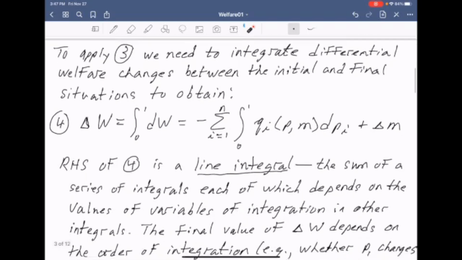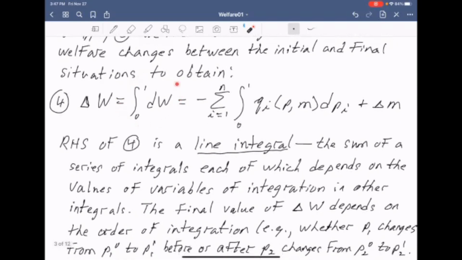Now, the right-hand side of equation 4 is referred to as a line integral. It's the sum of a series of integrals, each of which depends on the values of variables of integration in other integrals. So really what we're doing is summing all these little areas underneath a demand function. We're going to sum these little areas between 2 points on the demand function, breaking the area underneath the demand curve into very small slices and summing those slices. That's basically what we mean by the line integral.